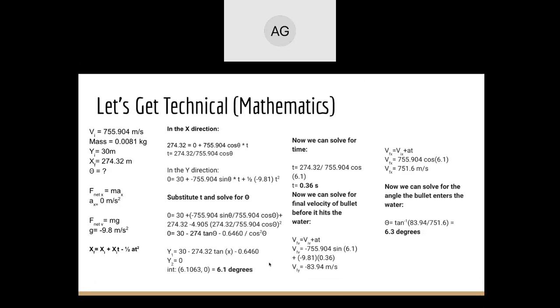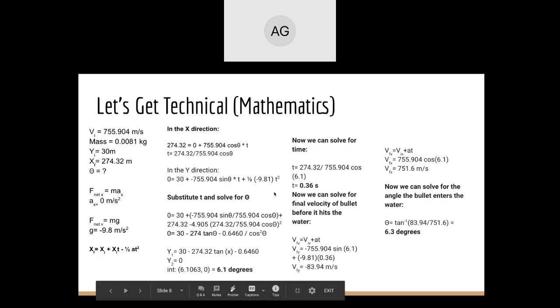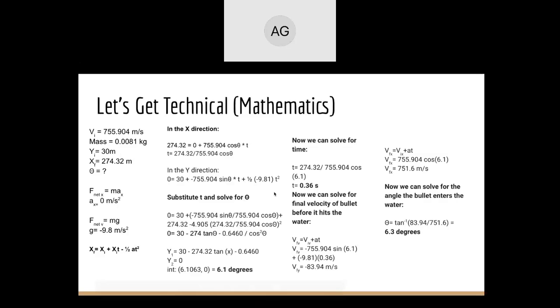Now that we have a theta for the gun, we're able to put that back into an equation and solve for time, which the bullet soared through the air. And after we found the time, we were able to solve for the final velocity of the bullet before it hits the water, which was negative 83.94 meters per second in the y direction, and then in the x direction, it was 751.6 meters per second.